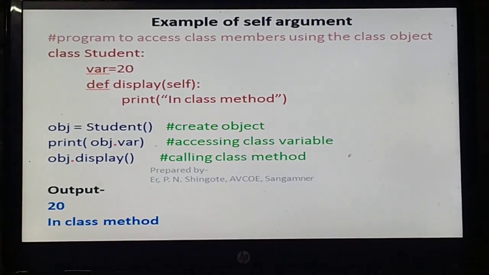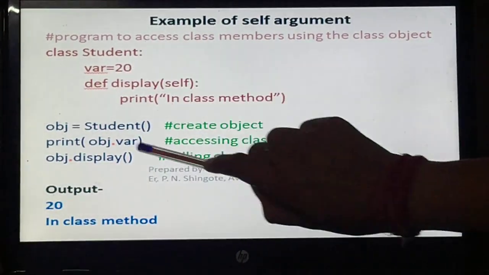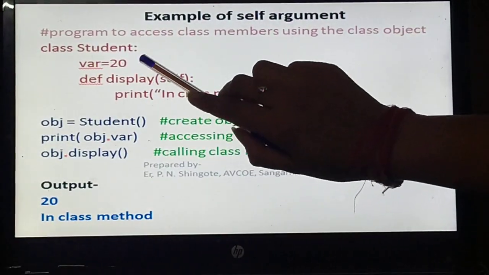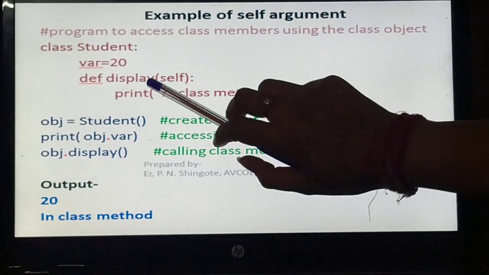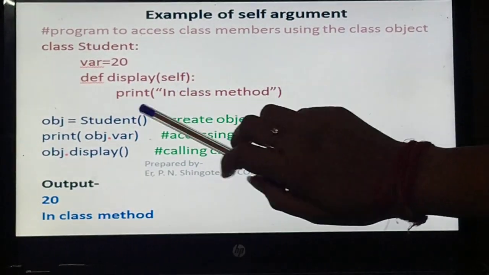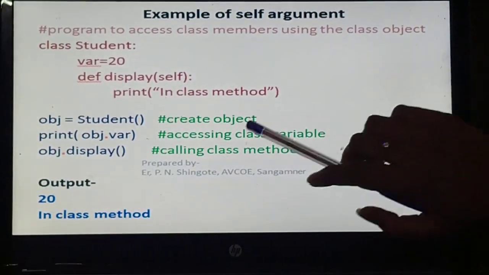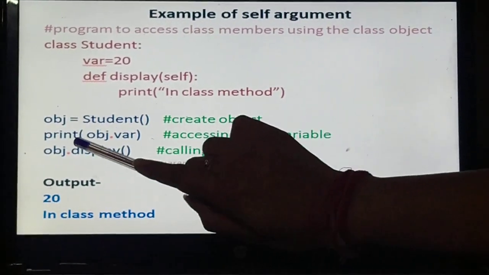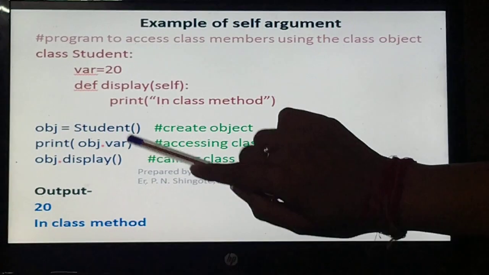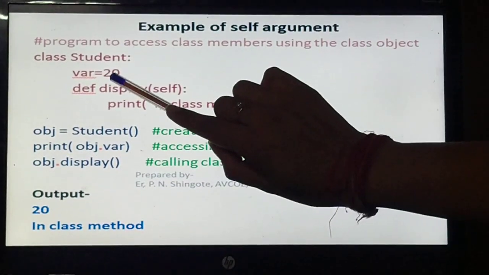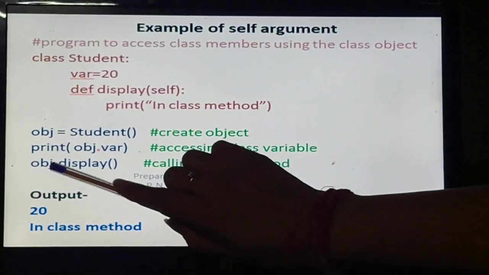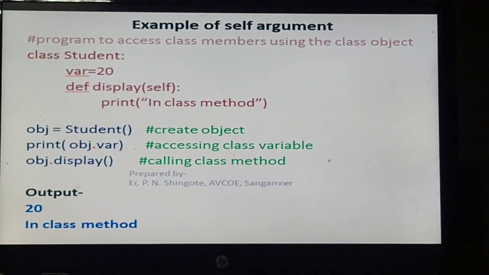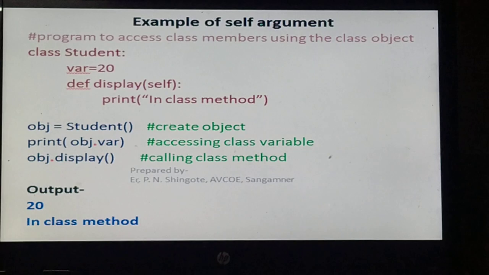So here, whenever I write self, this becomes the class method. So class student, where 20 is the class variable, and def display, I have defined a self here and print "in class method". Okay. So here I have created an object of class student, and I am calling object dot where, the variable declared inside the class, through the object, and here I have displayed the "in class method" using the display function. This is the simplest example of self.